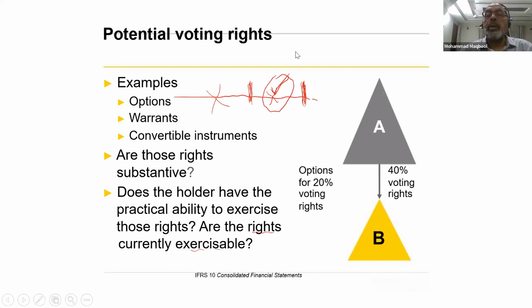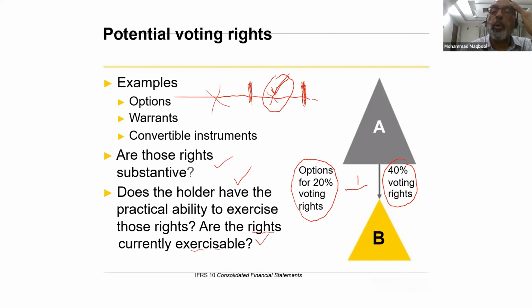Like an entity has 28% voting right currently, okay? And they have an option which can give control of a further 24% in company B. Now we look at these three things: first, a substantive right under some agreement or instrument. Second, the practical ability of company A to exercise. Third, the rights are currently exercisable. Yes, we'll add both and decide whether the control is there or not. Okay.